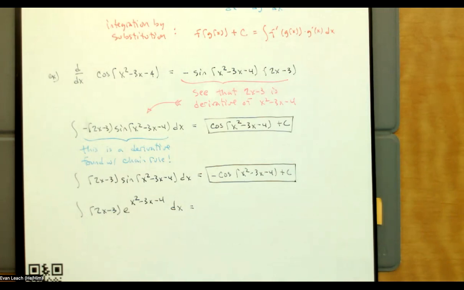I want to look for variations on a theme. That 2x minus 3 is the derivative of x squared minus 3x minus 4. And x squared minus 3x minus 4 has been plugged into an e to the x function. So what we're really integrating here is the f function. F prime is e to the something, and that means f is e to that thing.